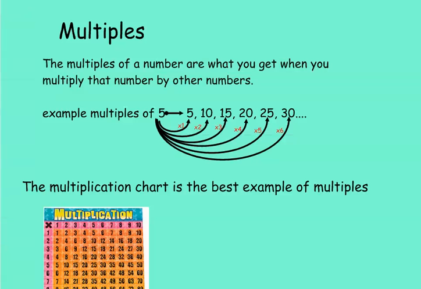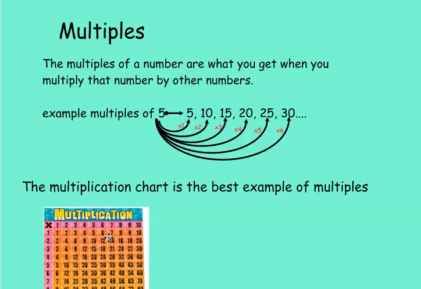All right, first of all, let's talk about what a multiple is. This is on your notes. The multiples of a number are what you get when you multiply that number by other numbers. For example, the multiples of 5 are 5, 10, 15, 20, 25, 30, and so on, because you're multiplying 5 times 1, 5 times 2, times 3, and so on, okay?